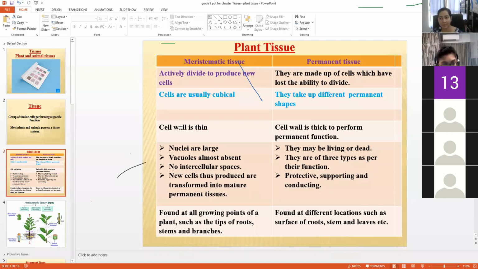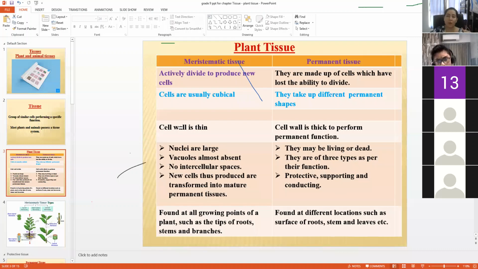So here, students, what you need to remember: when I say meristematic, that means they are actively dividing. And when I say permanent, that means they have finished the dividing. They are not actively dividing. They might divide, but they are not actively dividing, and they have taken up some other functions. Those other functions are protection, support, and conduction.